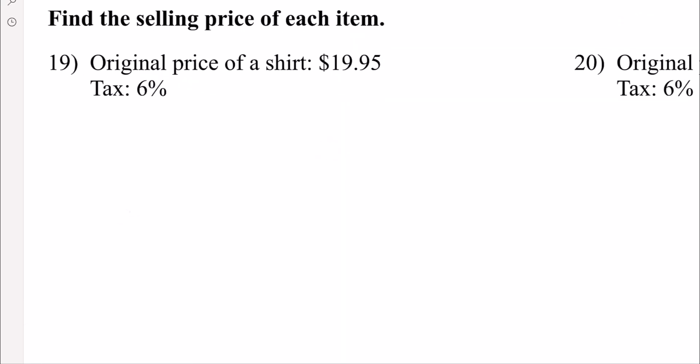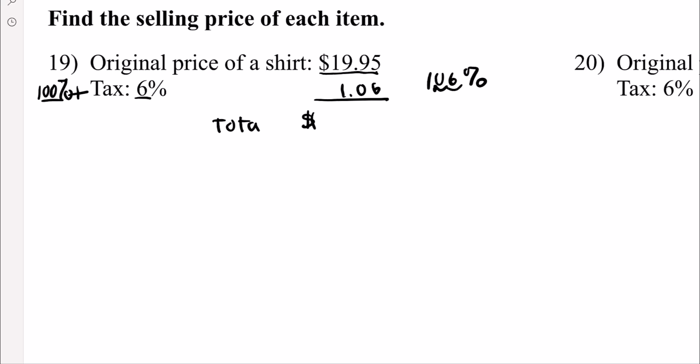Find the original selling price. So in this one, we just have a tax. Well, a tax is something you add on. Well, if we have to pay all of that, that's 100%. Well, 100% plus 6% is 106% that we're going to have to pay. Move the decimal 2 places to the left. We just have to multiply this by 1.06, and that gives you the total price.